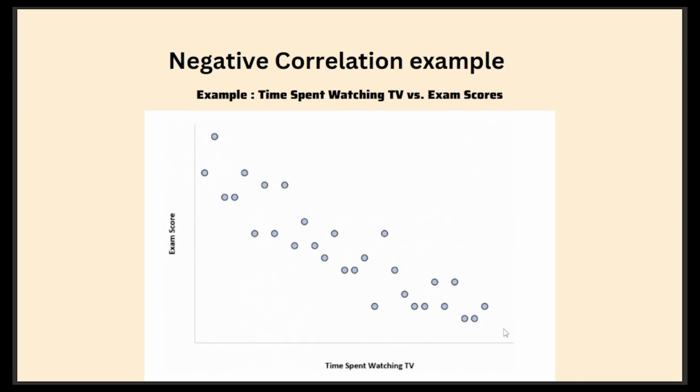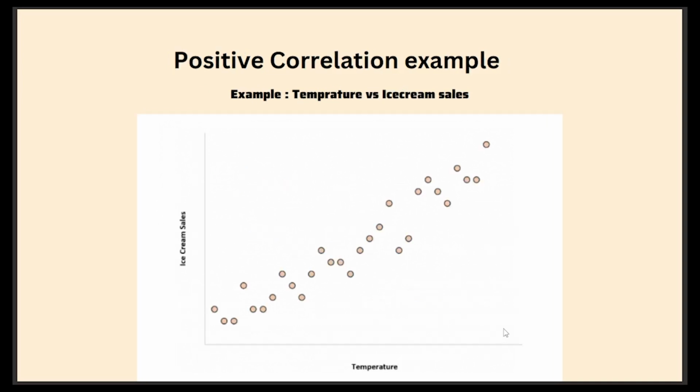Next, we have a positive correlation example. The example is temperature versus ice cream sales. So you see, as the temperature is increasing day by day, ice cream sales are also increasing, because yes, people love eating ice cream when the temperature is too high. So this is an example of positive correlation.